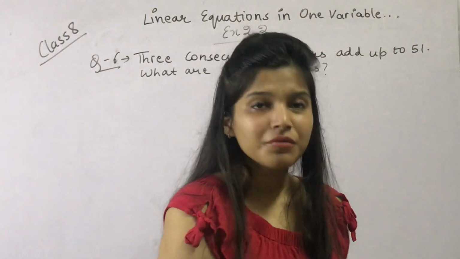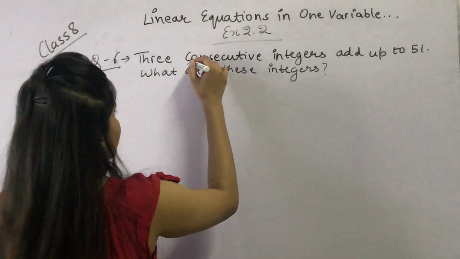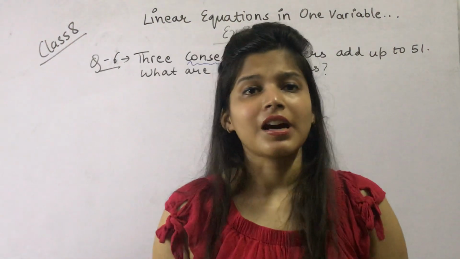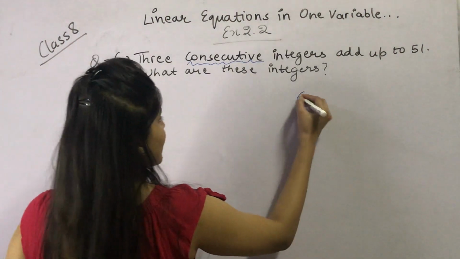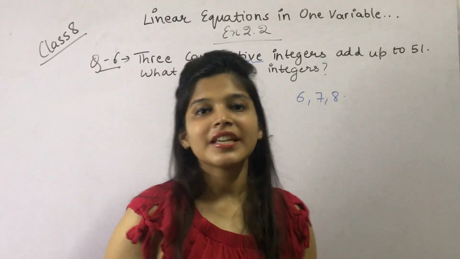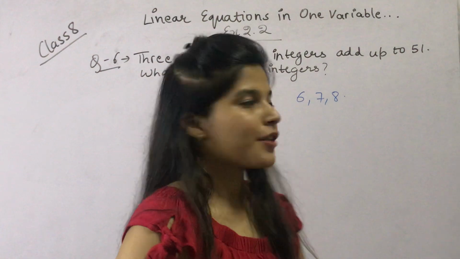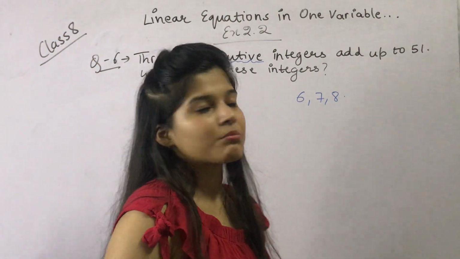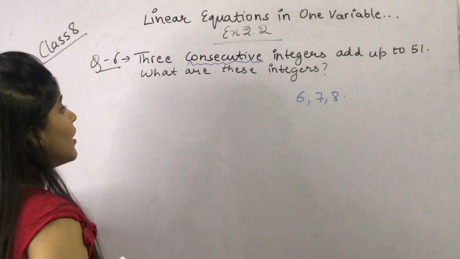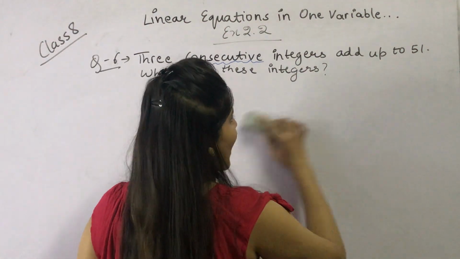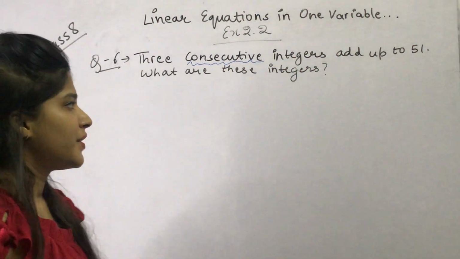What do we mean by the term consecutive? Consecutive means one after another. For example, 6, 7 and 8. After 6 comes 7 and after 7 comes 8. So 6, 7 and 8 are consecutive integers. So consecutive means one after another. Okay, so three consecutive integers add up to 51.